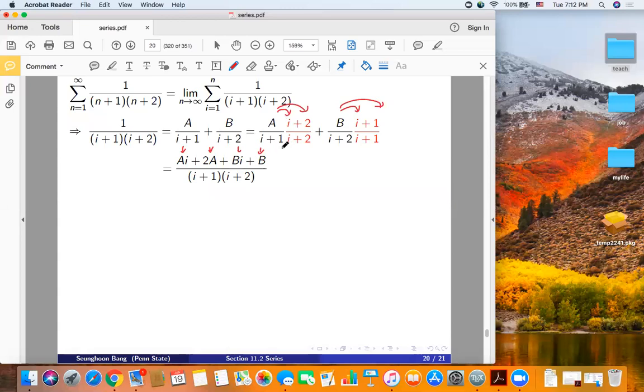Yes, the telescoping sum is exactly partial fraction decomposition. This is the idea, yes. So we can borrow the concept in section 7.4 or something like that. Yeah, you're right. Yeah, it's a good point.